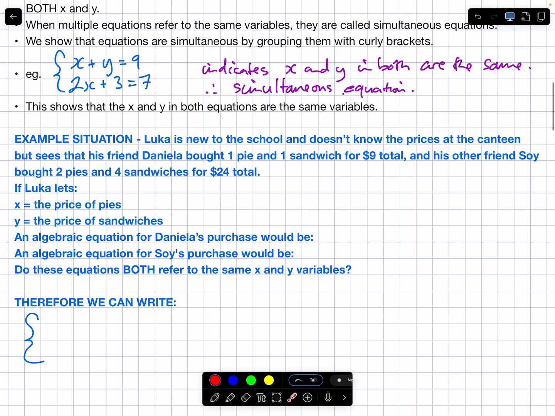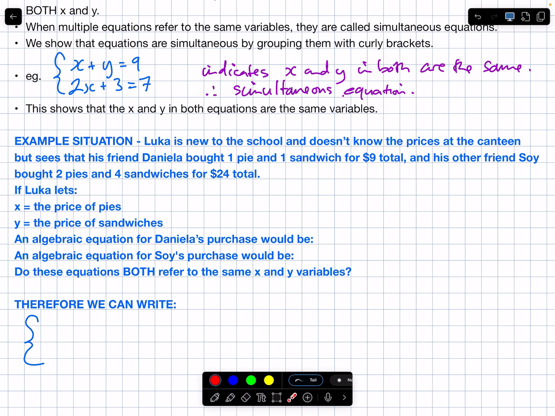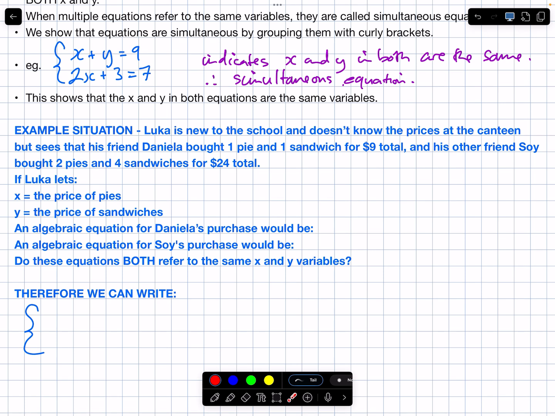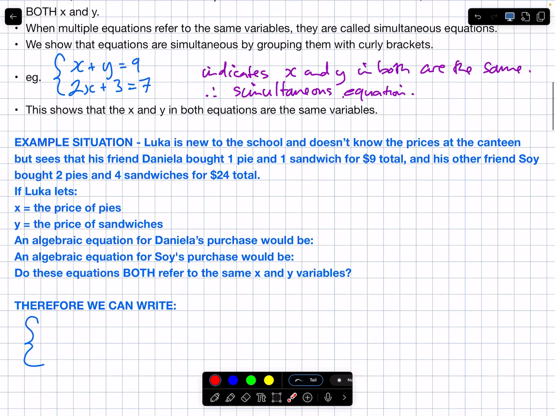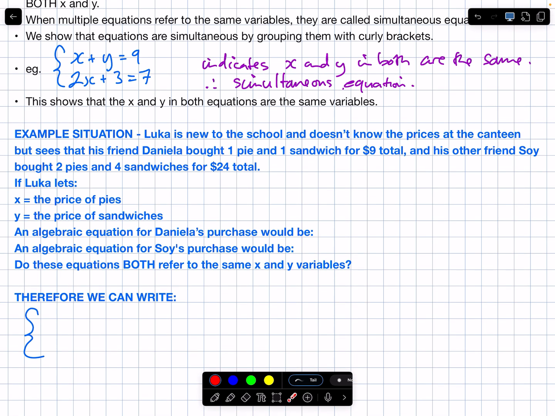So he sees that his friend Daniela bought 1 pie and 1 sandwich. And Daniela spent $9 in total. And his other friend Soy bought 2 pies and 4 sandwiches for $24 in total. If Luca decides that x represents the price of pies, y represents the price of sandwiches, could we make an equation for Daniela's purchase? So let's highlight the information about Daniela. Daniela, 1 pie, 1 sandwich, $9. x plus y is 9. Yes. x plus y equals 9.